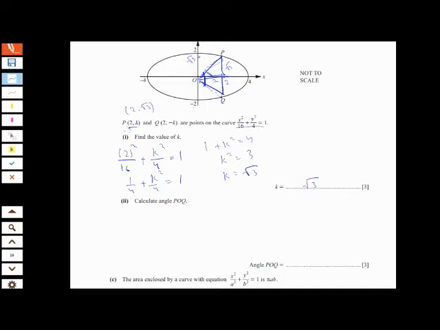How are we going to do that? By using tan. The angle, let's name it theta. Tan theta is the opposite over the adjacent, which is square root of 3 over 2. And so theta equals tan inverse of square root of 3 over 2. Key that in your calculator and you'll get the answer, which is 40.89339.